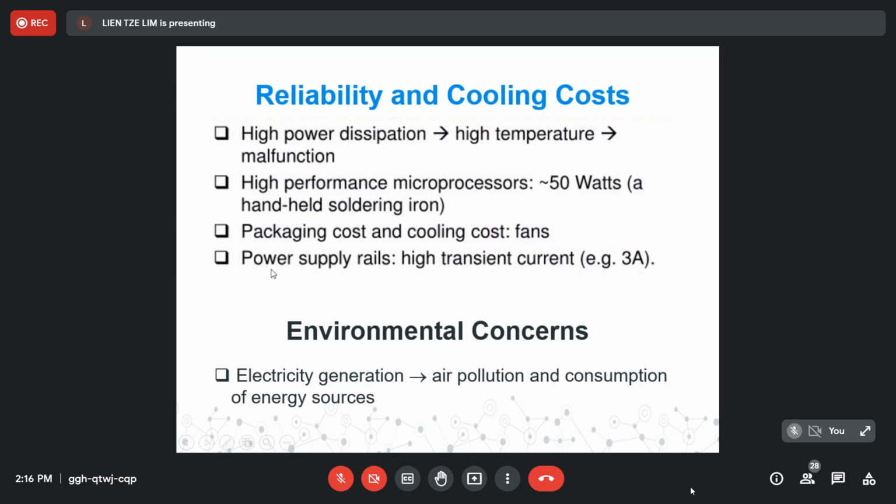And then the power supply. Power supply rails have high transient current. This will have some influence. It will affect the performance and the power dissipation. And then in terms of environmental concern, the power dissipation is caused by electricity. So electricity generation will cause air pollution and consumption of energy sources.